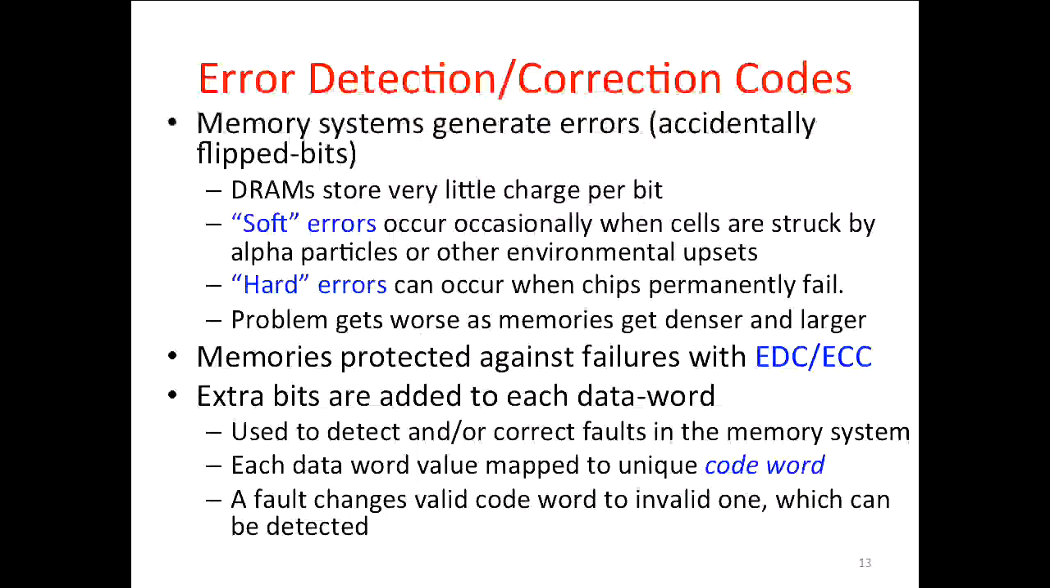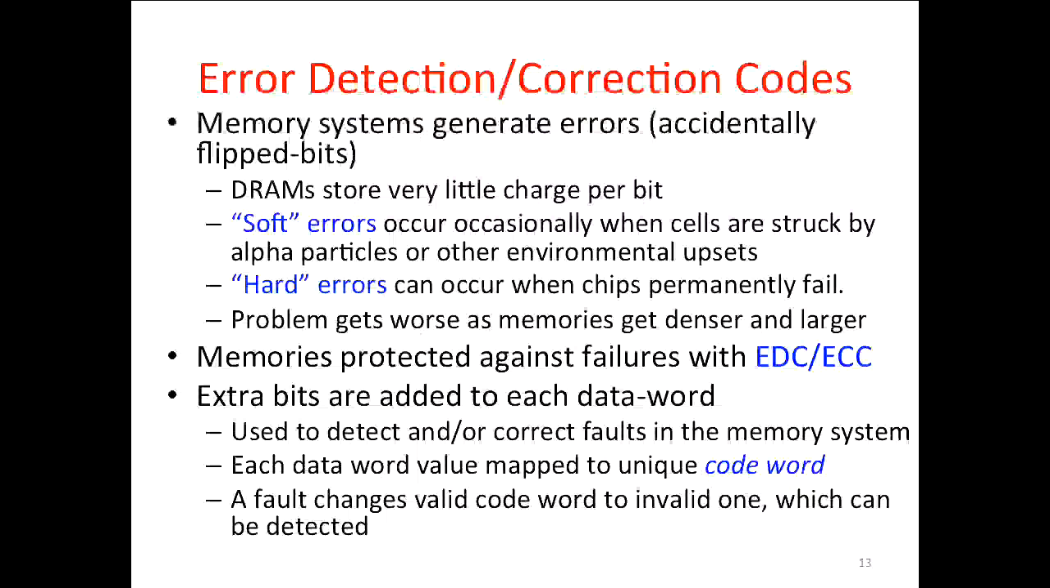Say a simple case, a 4-bit data word. How many combinations of 4 bits are there? 16, right? There are 16 different permutations of ones and zeros in a 4-bit word. If I add another 2 bits, how many combinations are there? 64, right? So I've quadrupled the number of possible combinations of ones and zeros, going from 4 bits to 6 bits. If you use 6 bits to store 4 bits of data, what you can do is say, well, of those 64 possible combinations, there are only 16 legal ones. All the other ones are illegal.